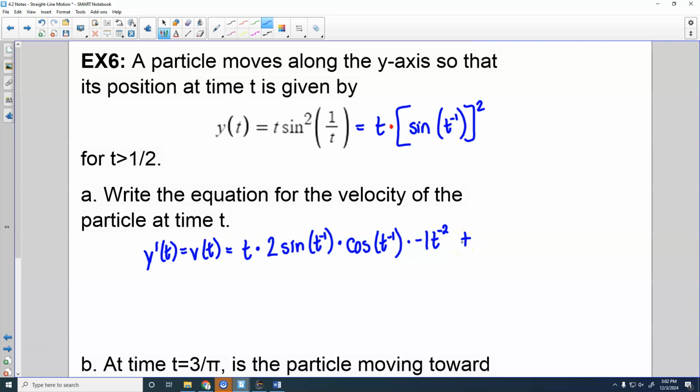And it feels like you should be done, but you are not, because you now have to do the other part of the product rule. So you've got sine of t to the negative 1 squared times the derivative of t, which is just 1.